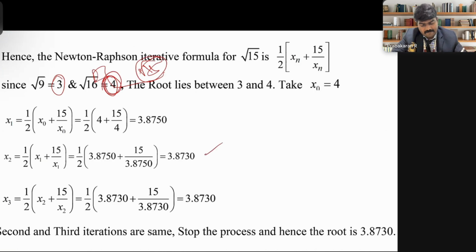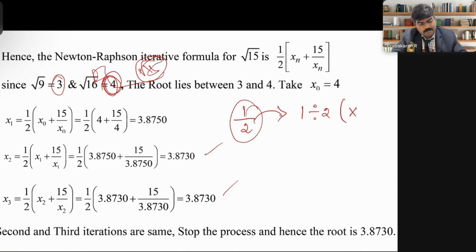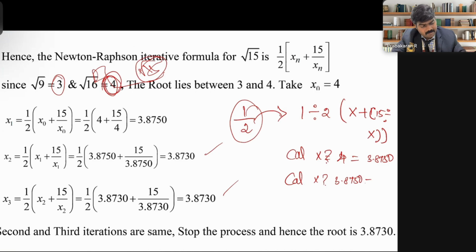The same thing you can do using a scientific calculator. Simply type 1 by 2, open the bracket x plus open the bracket 15 by x close the bracket, and go for the calc function. Enter x equal to the initial point x naught as 4 and press equal, and we get 3.8750. Similarly, press the calc function again, and it will ask for the x value. Put 3.8750 and by pressing equals you get 3.8730.